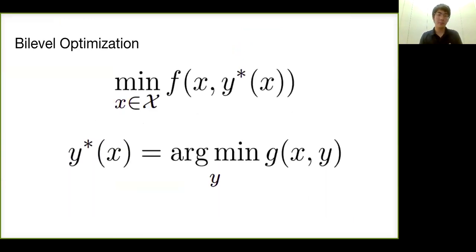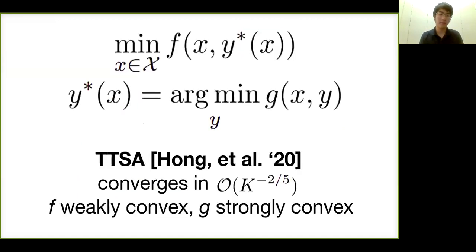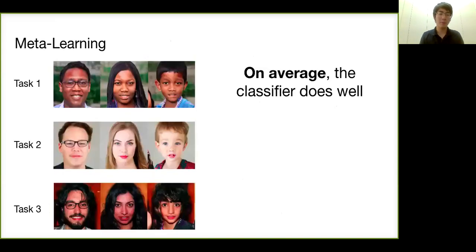We consider the standard bilevel optimization setup, minimizing f of x and y star of x, where y star of x is the argmin of g. One algorithm to solve this is called TTSA, which converges at O of k to the minus 2/5, k being the number of iterations. F is weakly convex and g is strongly convex, which will be the case we consider here. A common application of bilevel optimization is in meta-learning.